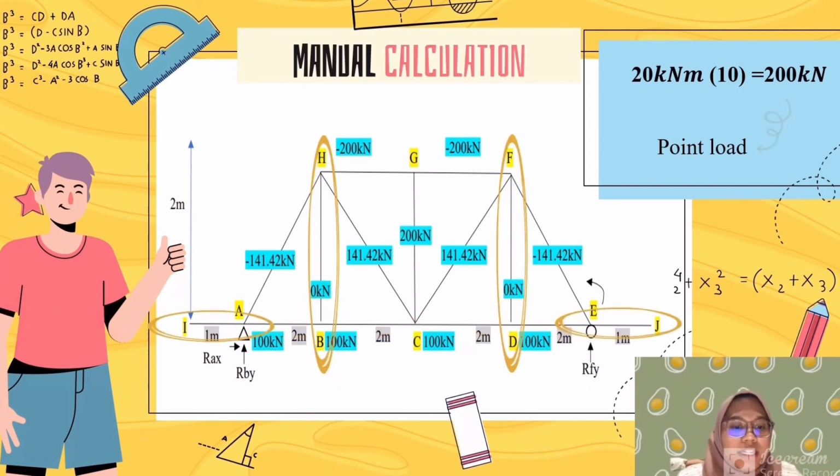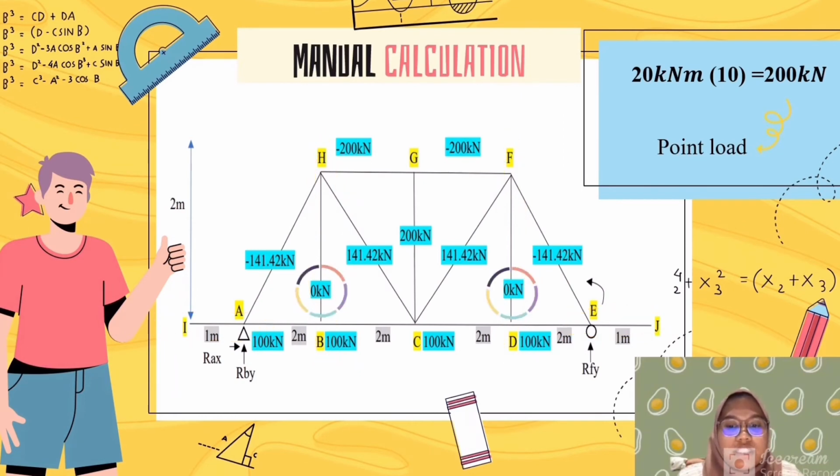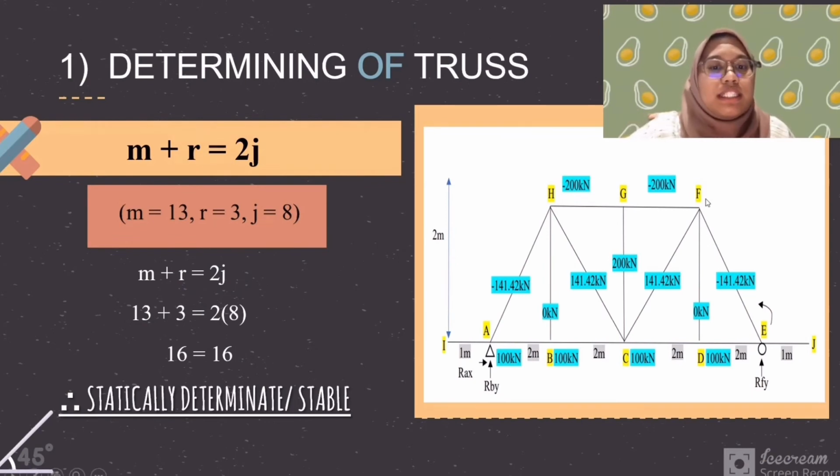And the last one, at the members AI, BH, DF, and EJ, the internal force is 0 kN due to zero force members. So now we go to determine the stability.